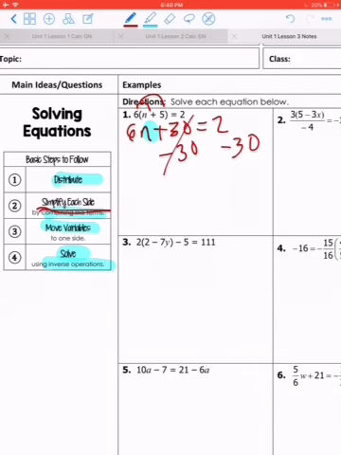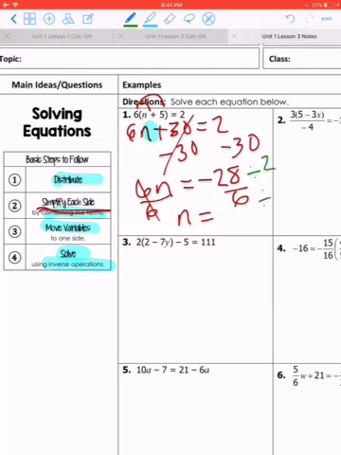Okay, so 6n equals negative 28, and divide by 6. Now we're doing our last step to solve. n equals negative 28 over 6. Those are both even. Let's divide by 2. And that will give me negative 14 over 3. Okay, that's your final answer there. And don't forget, you could plug that in for n, where you see n, and it should equal 2 if you want to check your answer.